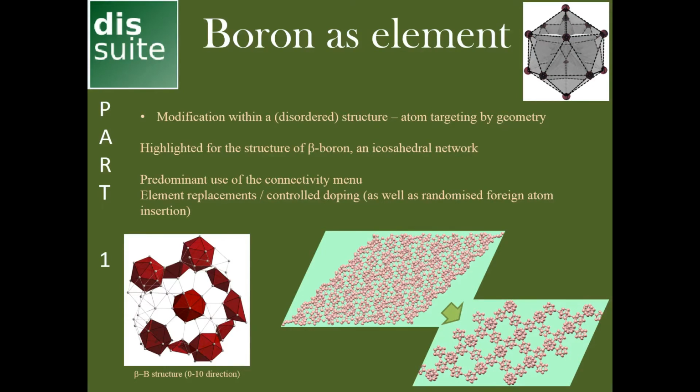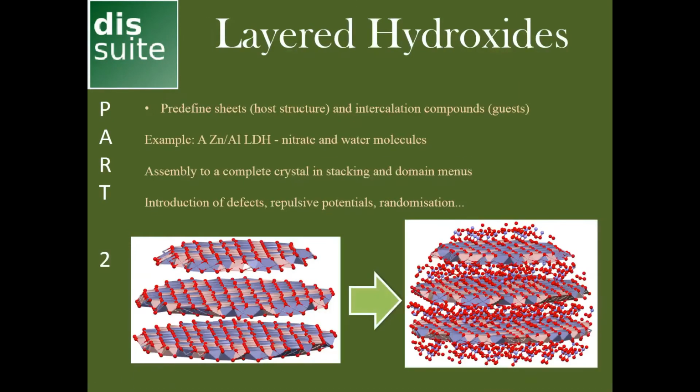So we will probably disassemble this core beta boron structure and try to modify, for example, polar parts of the icosahedra and work a little bit with it, mainly with the connectivity menu.